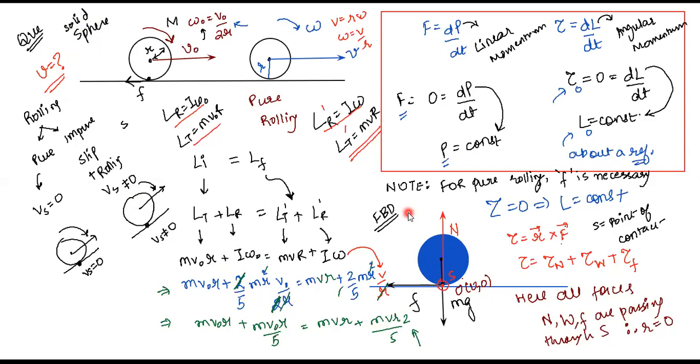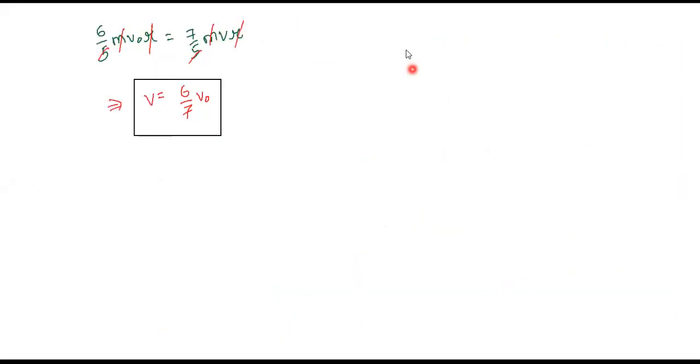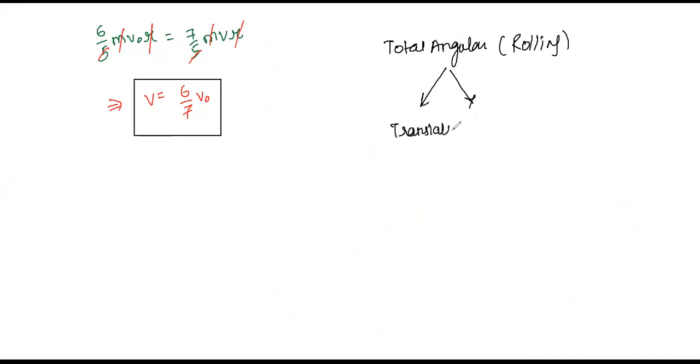I'm clear, sir. The net torque on the system about the point of contact is zero. Therefore, angular momentum is conserved. And total angular momentum is actually consisting of two parts. Total angular momentum in case of rolling is considered of two parts. One is because of translation, and the other is because of rotation.